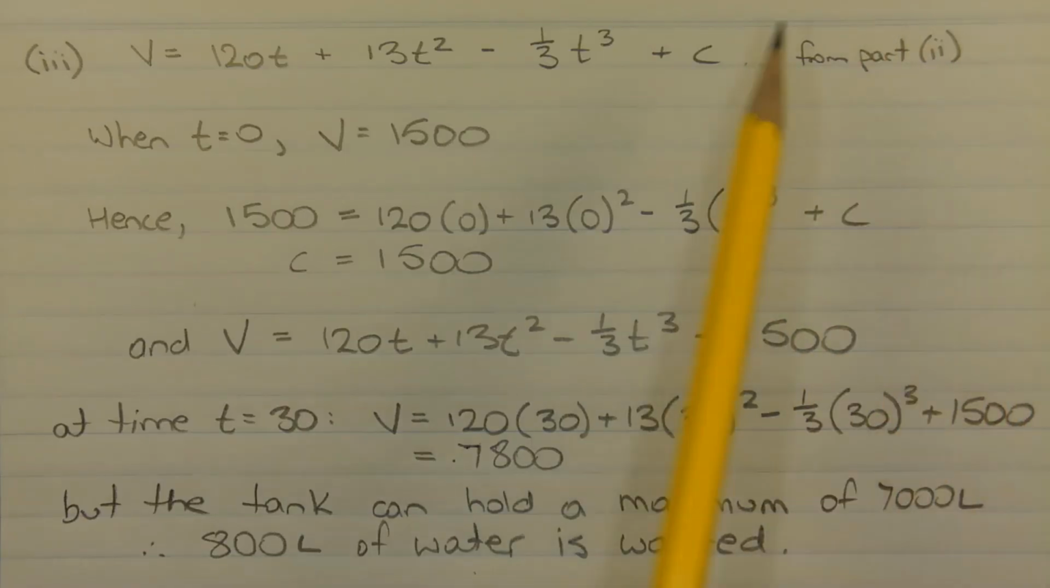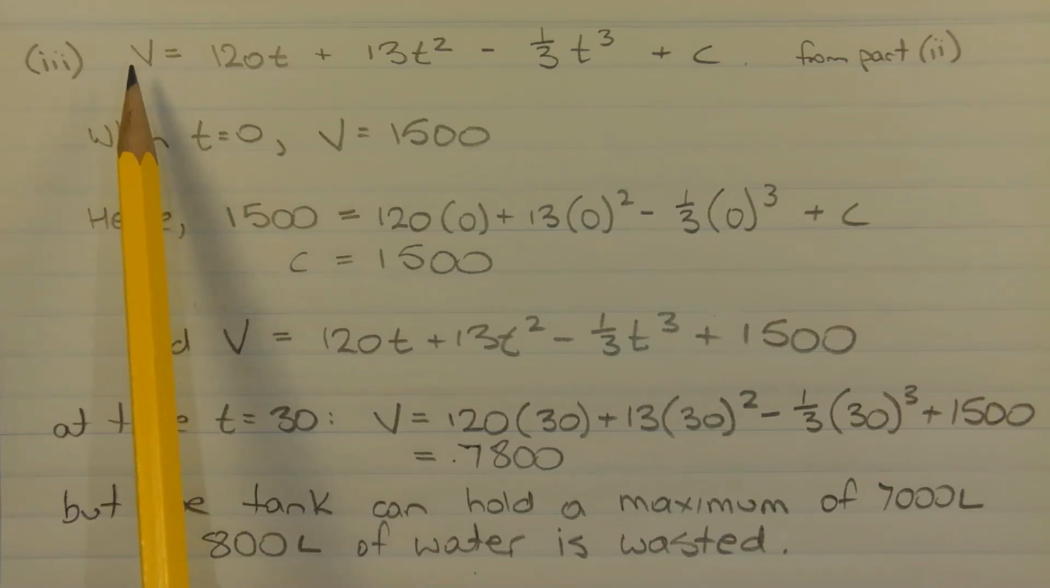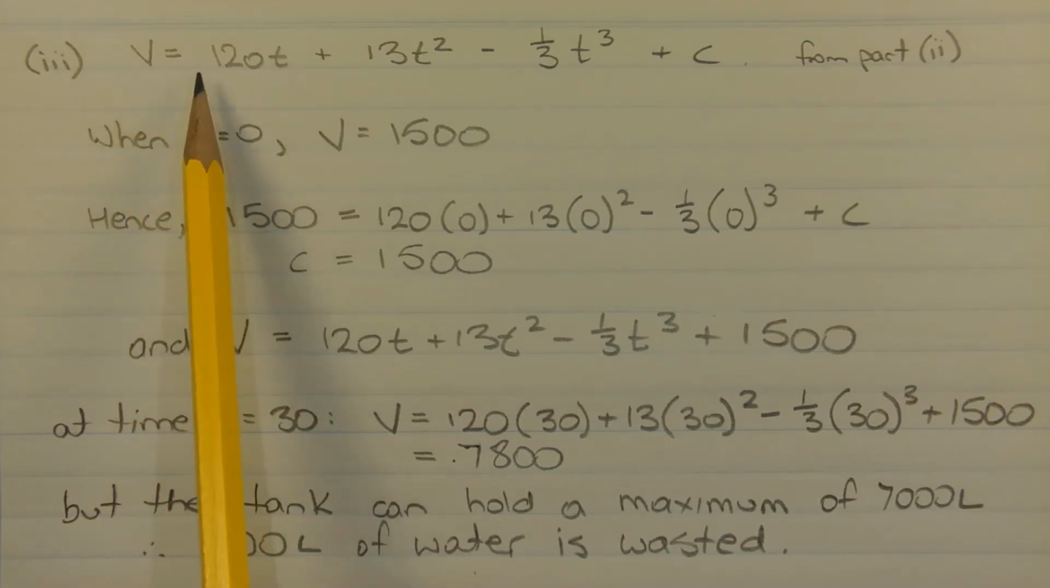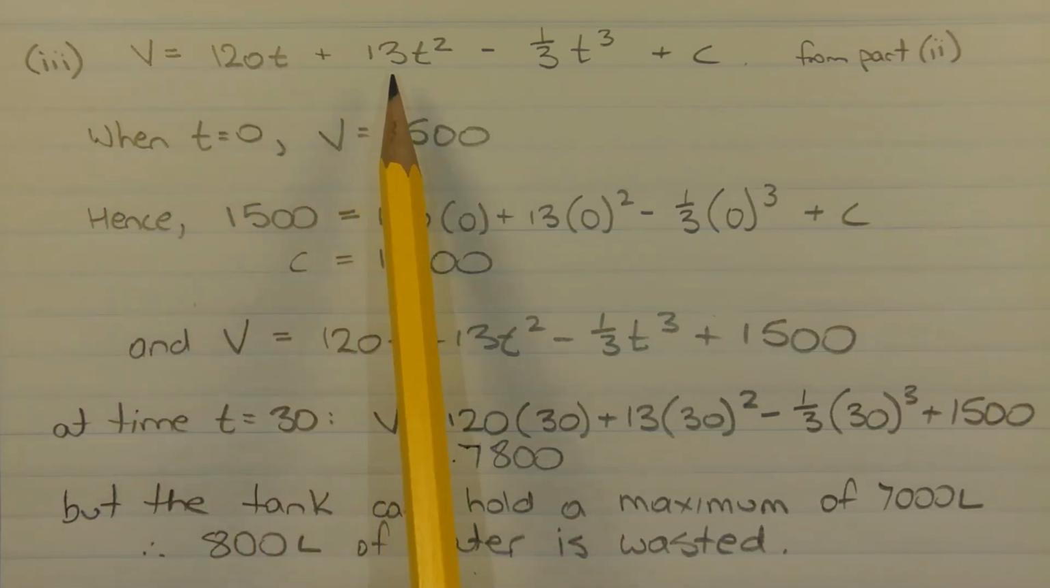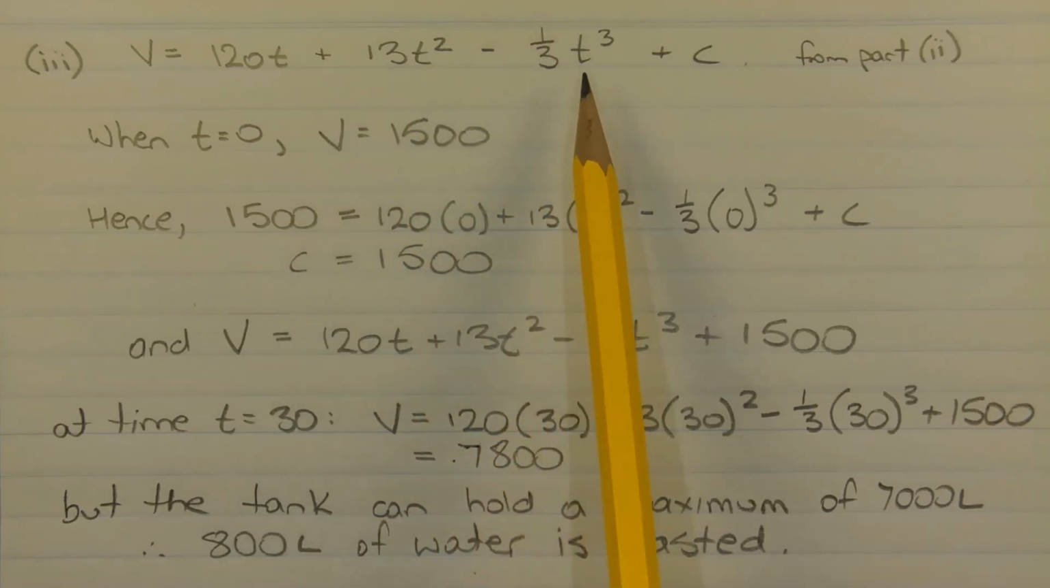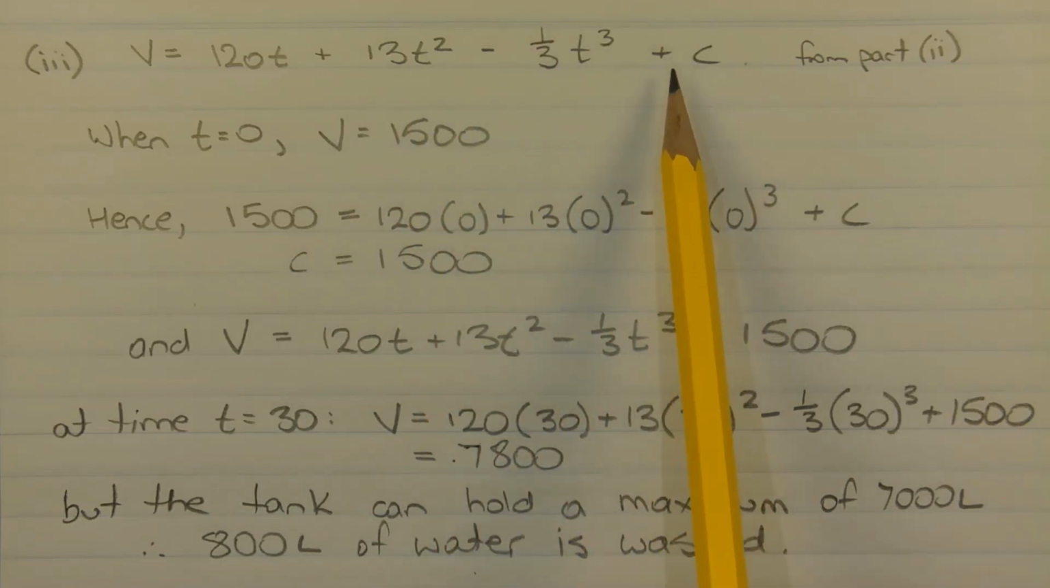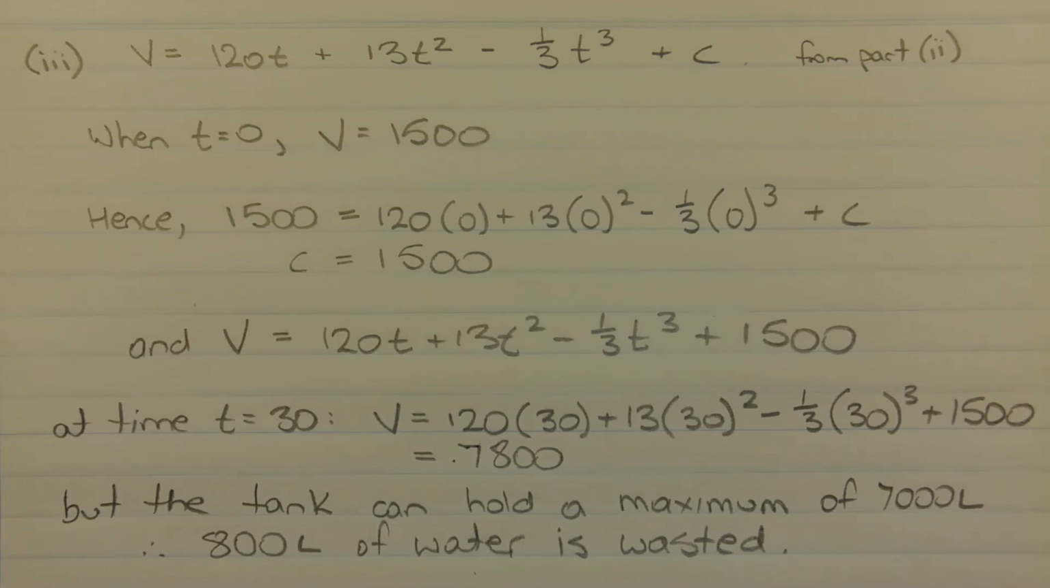From part 2, the volume of water V in the tank at time t is given by V equals 120 times t plus 13 times t squared minus 1/3 times t cubed plus the constant c. Before we can proceed any further, we need to find the value of the constant. We can apply the initial condition to do that. We know that at time t equals 0, the volume of water in the tank is 1,500 litres.